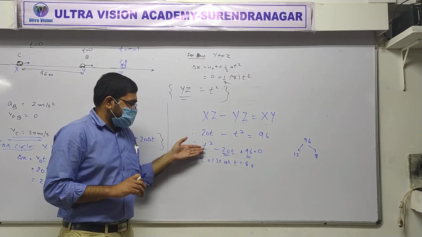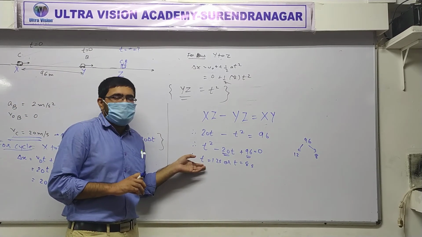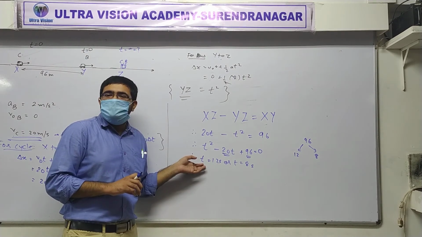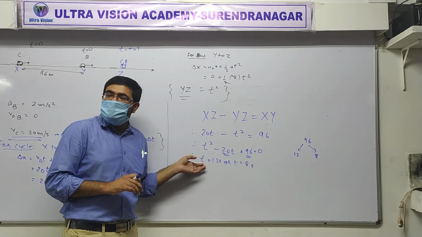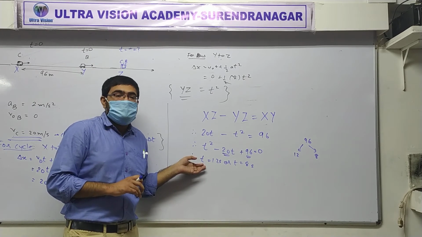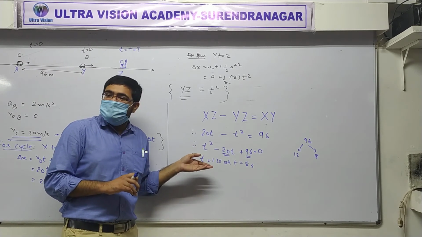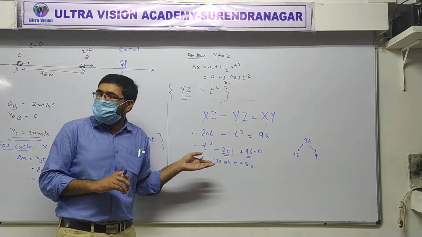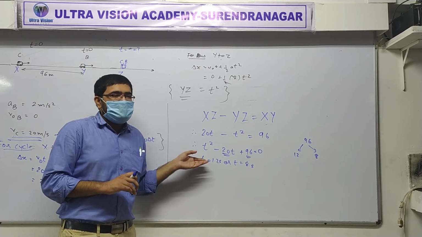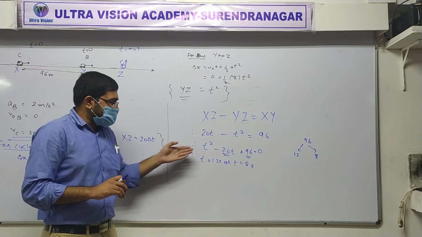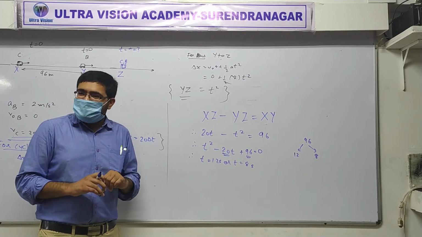When you were in 10th and you would not write the steps in between, your teachers would comment upon that. They would say, write the steps. Now if you write them, I will say, why did you write so many steps? You should be able to do this much directly. This is the skill level I expect from you all. Is that okay? So t is 12 seconds or t is 8 seconds.